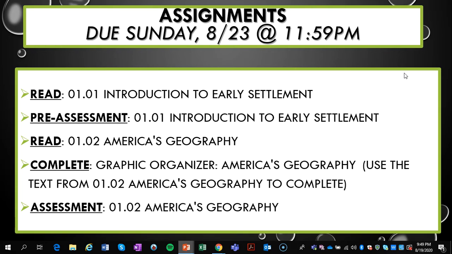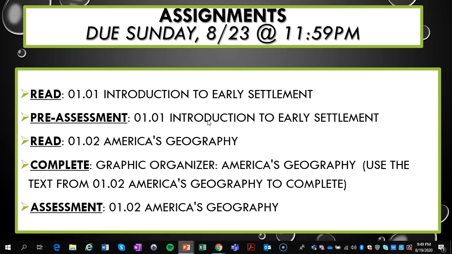So make sure you're not waiting until Saturday night to do it. It is a lot of work. And in order to do it well, you should give yourself some time to do it. So the first one is you're just reading a short little text on the introduction to early settlement. Then there's a pre-assessment. The pre-assessment is going to be extremely difficult. That's fine. I want you to take it and try your best. It's 25 questions, all multiple choice, but all the information is stuff that we will be learning about.